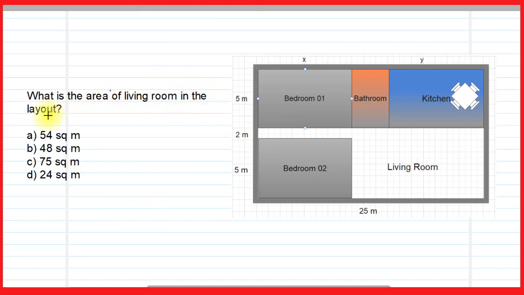What is the area of the living room in the layout? Now the living room is this much of the part, white part completely. So this is the living room, and we have to find the area of this living room. So to find the area of the living room, we will find the area of this part, correct, and minus the area of the bedroom. That will give you the area of the living room.